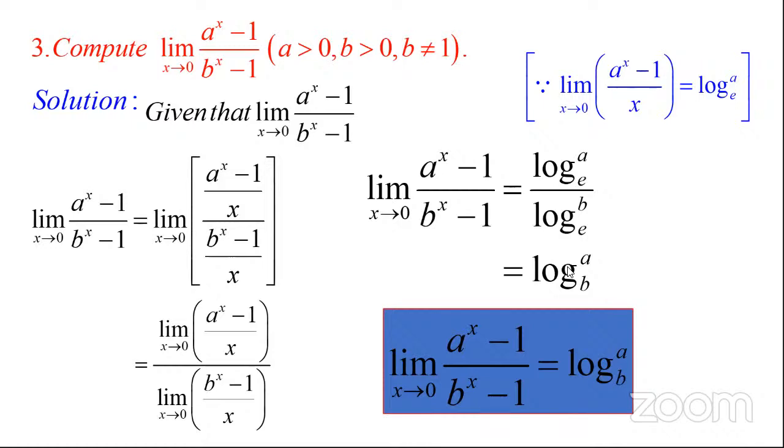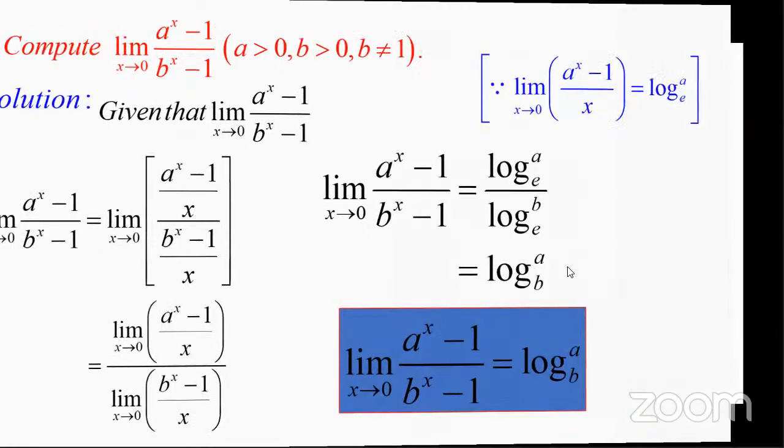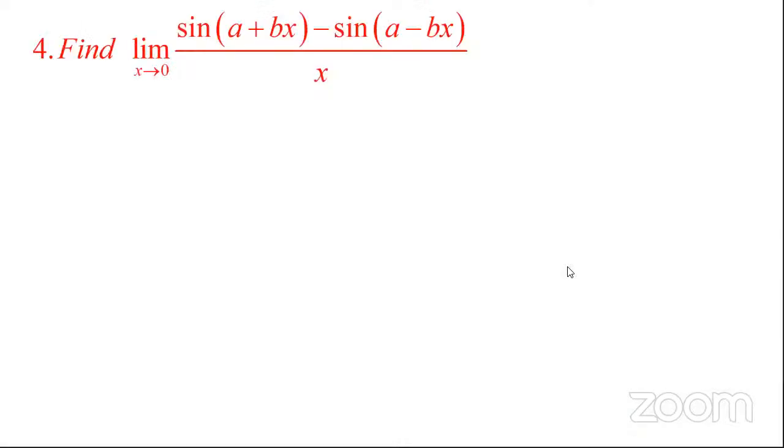Next question. This is the most important one: the limit as x tends to 0 of (sin of a plus bx minus sin of a minus bx) by x. Clearly we have to observe that this is the sin C minus sin D formula. Sin C minus sin D is nothing but 2 cos of (C plus D) by 2 into sin of (C minus D) by 2. We just have to apply the formula there.